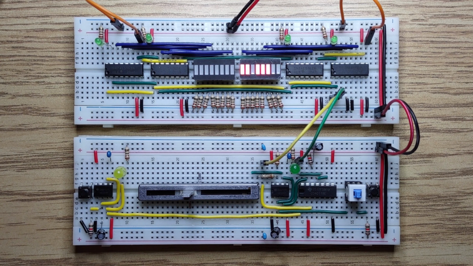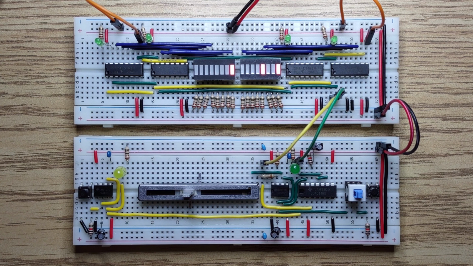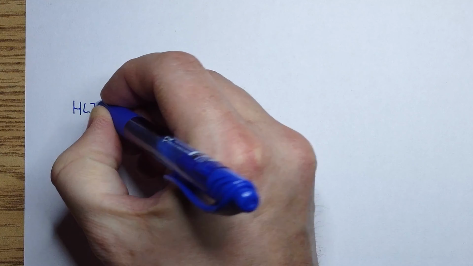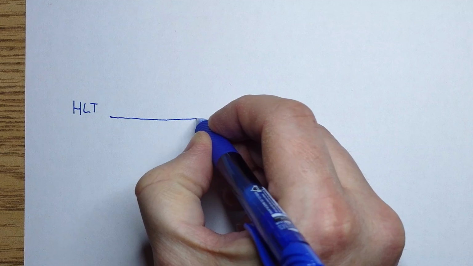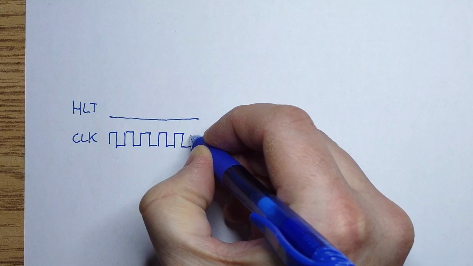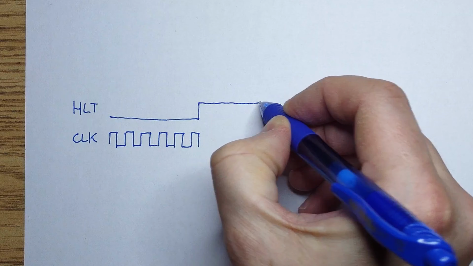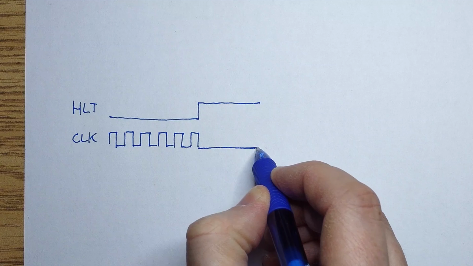Now, we've got a long ways to go before we're computing anything, but this halt signal will allow us to create programs that have an ending instead of just running until we shut the power off. So what does a halt signal look like? Normally the halt signal will be low and our clock will be running and advancing our address register. When the halt signal goes high, however, the clock will stop.